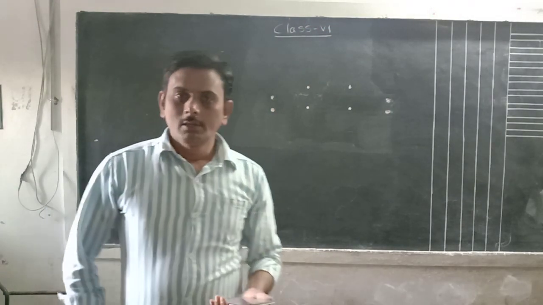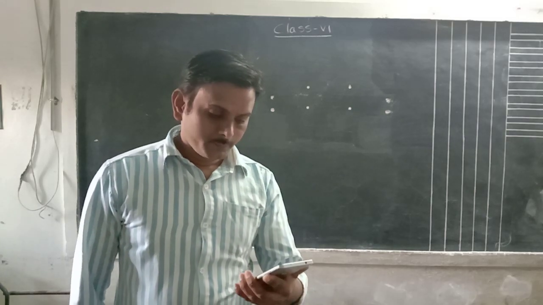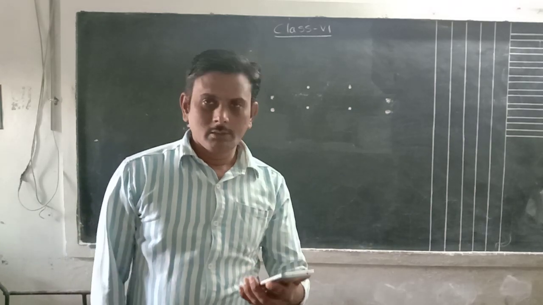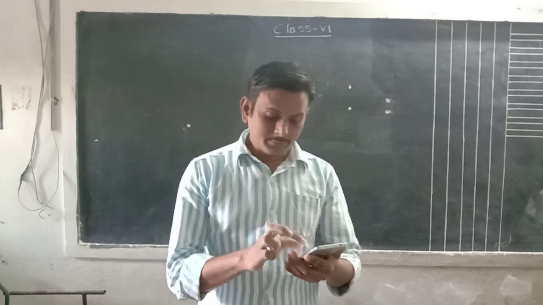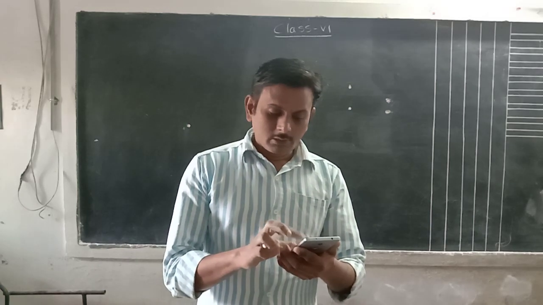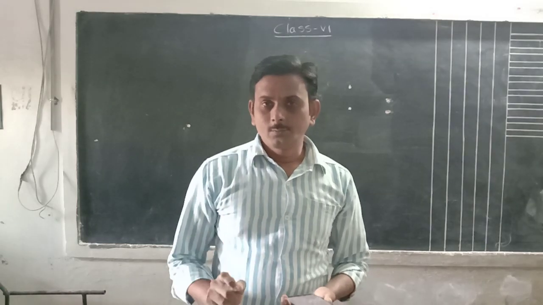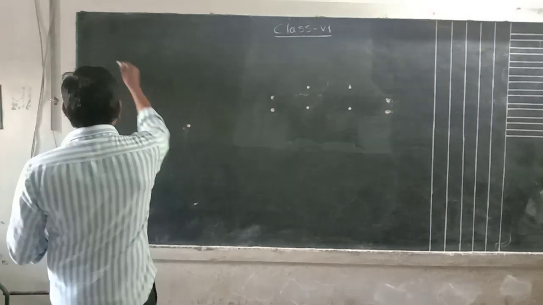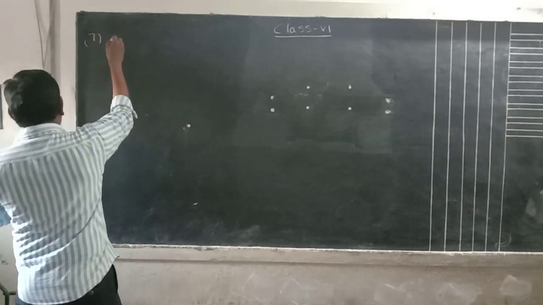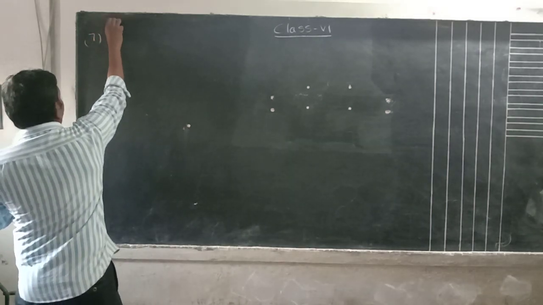Hello students. In the previous class we completed up to the sixth question, subtraction double. In exercise 1.4 in the new textbook we will now start the seventh question. What is the seventh question? Page number 22.